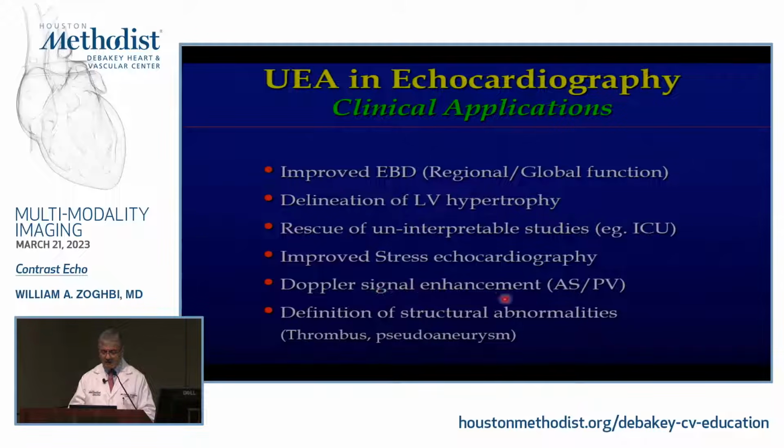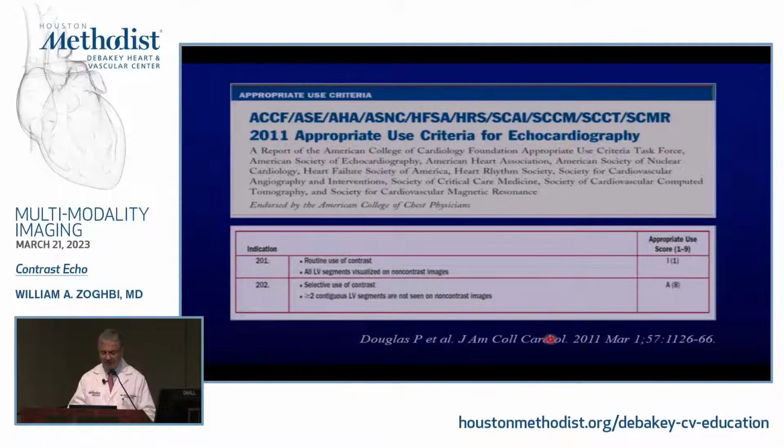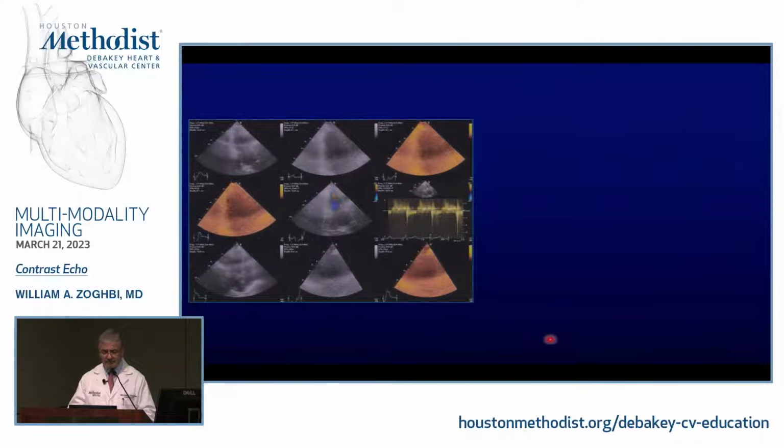Doppler signaling enhancement for aortic stenosis at times. Don't overdo it there if you have a good signal. And definition of structural abnormalities. You have a thrombus or pseudoaneurysm, you want to think about flows, or you want to make sure that you don't have a thrombus. So this is appropriate use criteria. We talked about it already.